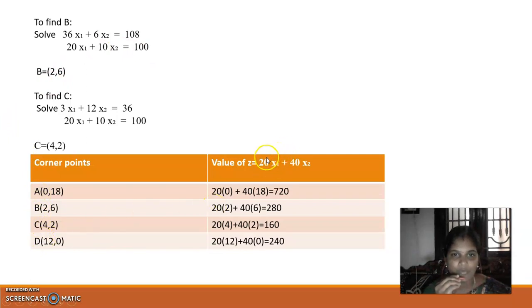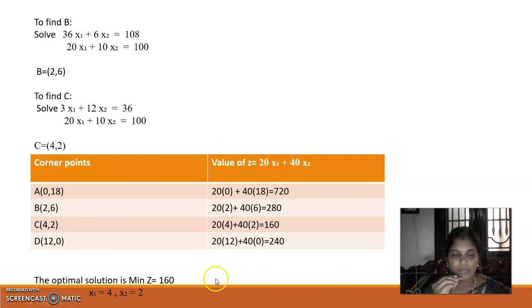And what is my objective function? 20x1 plus 40x2. So in the place of x1 and x2 we have to find out the value of this: 720, 280, 160 and 240. Here the objective function is minimize z. So in this problem, if they ask for maximize, then that is an unbounded solution, right? But here they have the feasible region unbounded, right? If they ask for the optimum solution as minimum, whichever is the minimum among these, that is the optimum solution. If they ask for the optimum solution as maximum, that is unbounded, right?